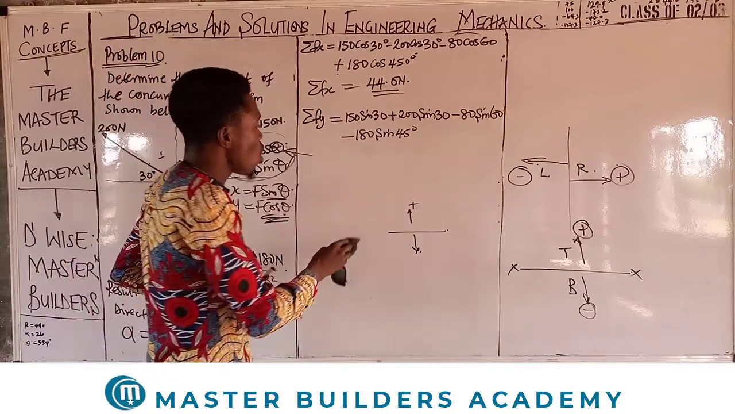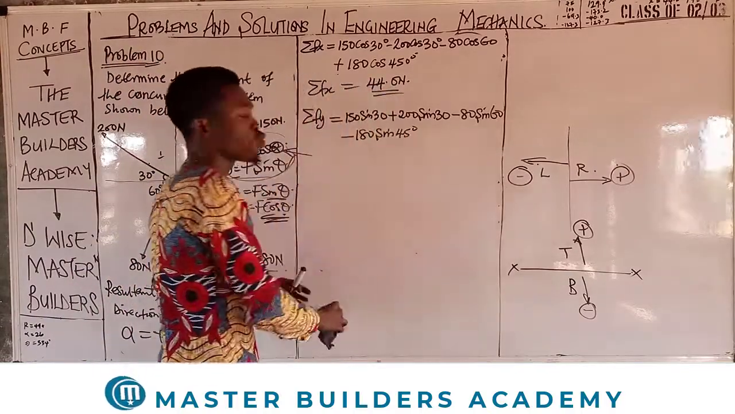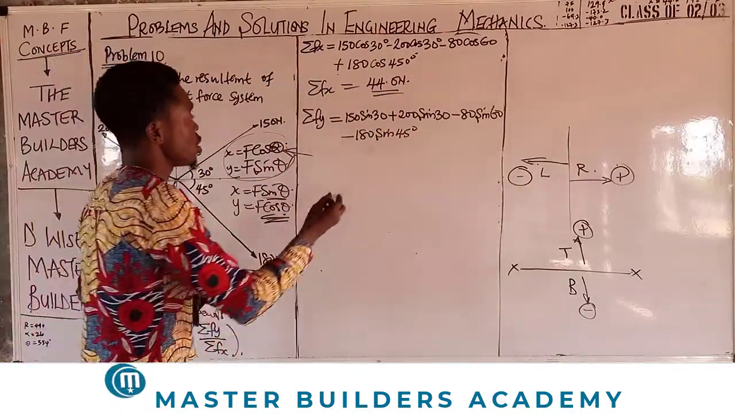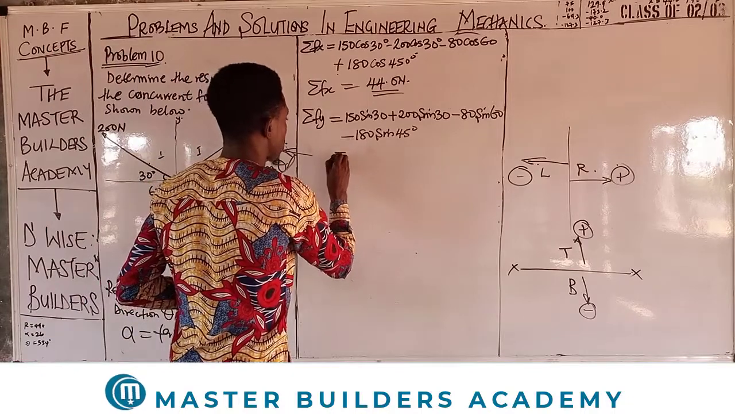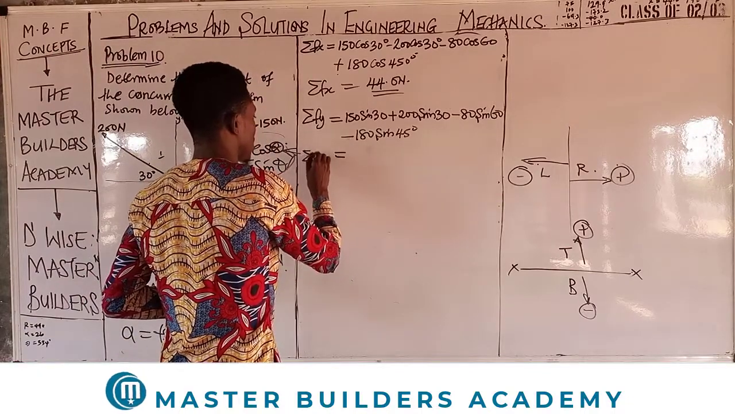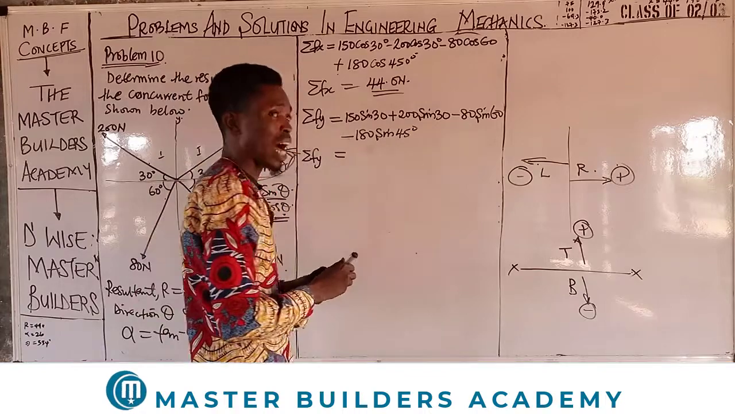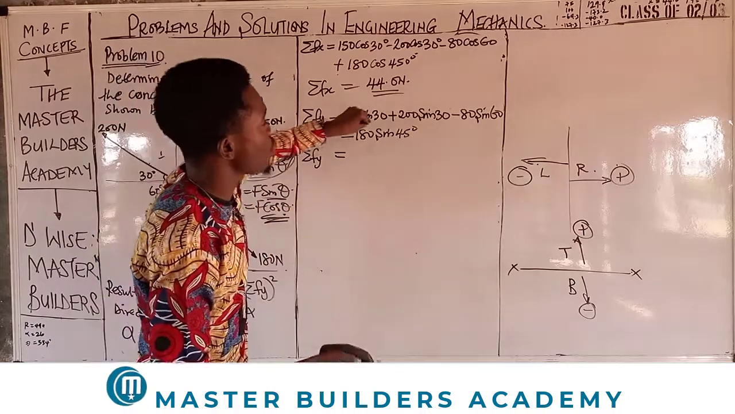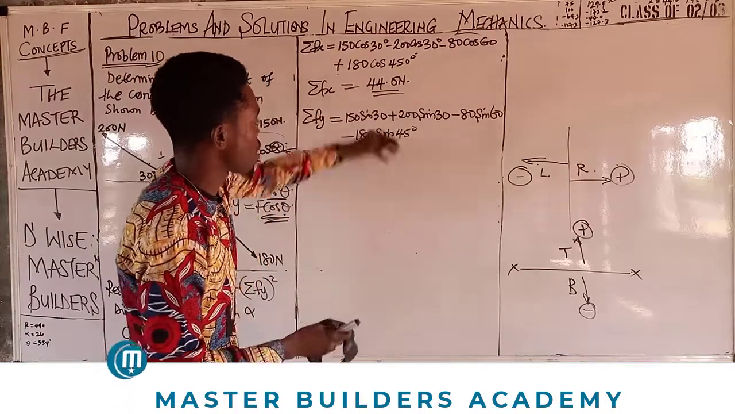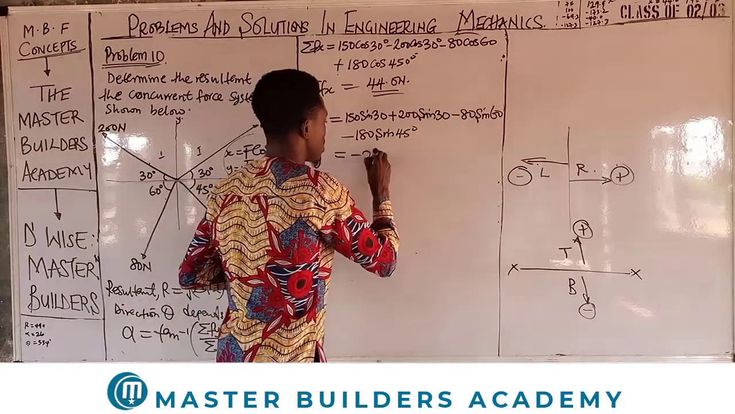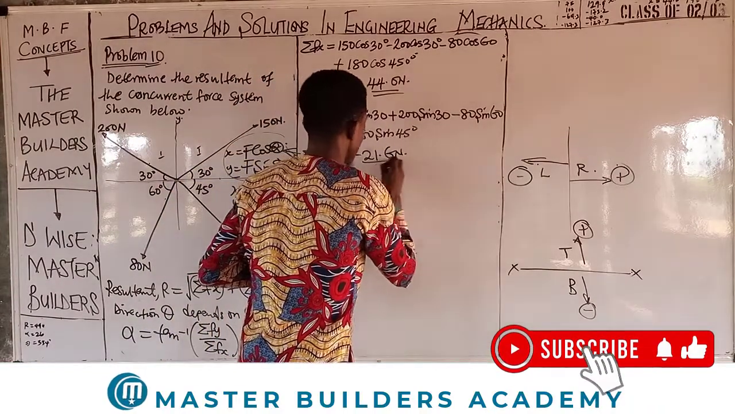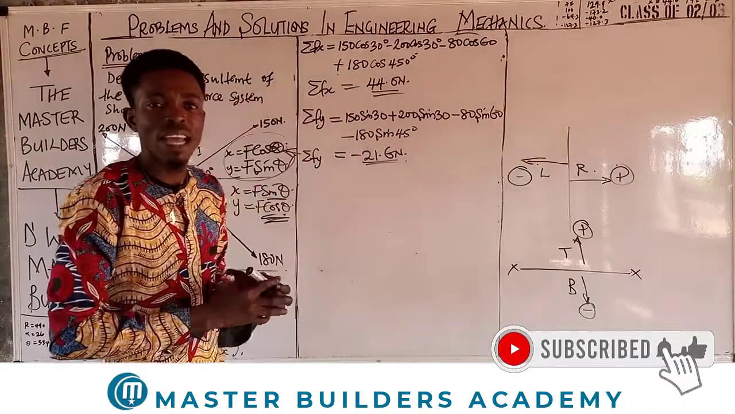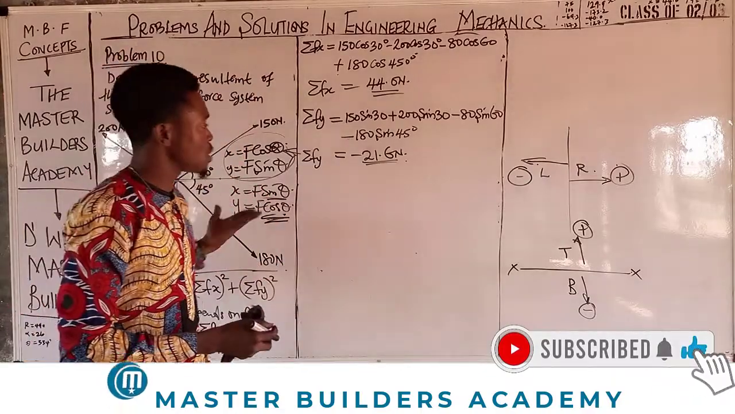What do we need to do? All we simply need to do here now, without wasting much of our time, guys, is just to obtain the absolute value of this resultant force in Y direction. So by the time I compute everything inside my calculator, I will have minus 21.6 Newton. This is what we have as the component of force in Y direction.